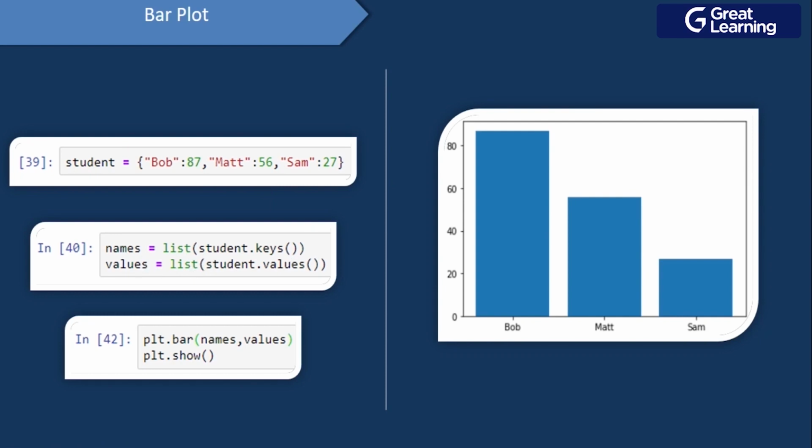So I've got names, I've got values, and to create a bar plot, all I have to do is use plt.bar, and this takes in 2 parameters. The first parameter will have the categorical values, the second parameter will have the numerical values. Since the first parameter comprises the categorical values, I'll pass in names over here, and the second parameter will be values. And as you see over here on the x-axis, I have the names which are Bob, Matt, and Sam, and on the y-axis, I have the corresponding values. So we see that Bob has scored the highest marks, followed by Matt, followed by Sam.